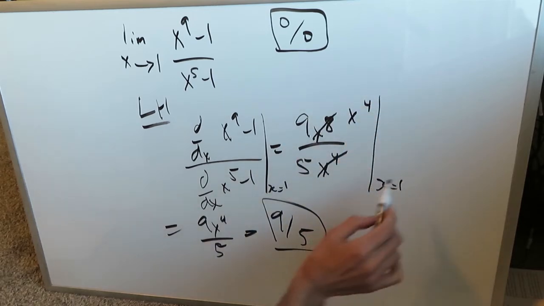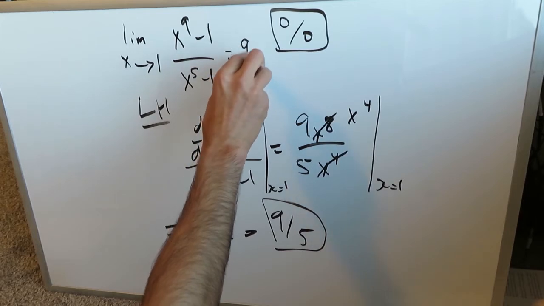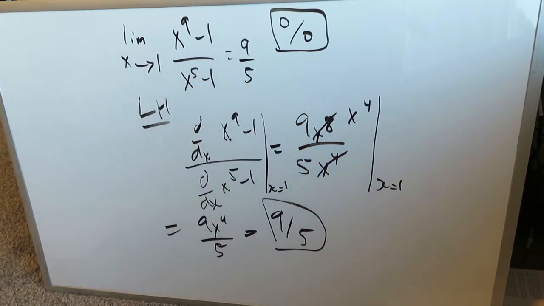See, x is equal to 1. When you put 1 in here, you get 9 over 5. So the answer for this limit for this function will be 9 over 5.